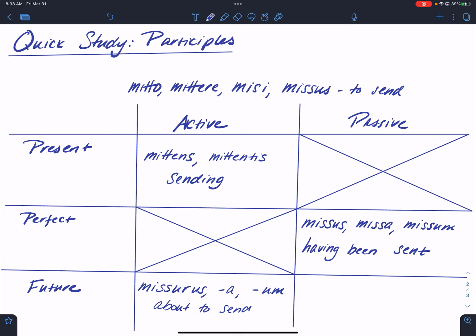And finally, just so you can see the form, our future passive participle, also known as the gerund or gerundive, is mittendus, mittenda, mittendum. Wait, why are they adjectives?